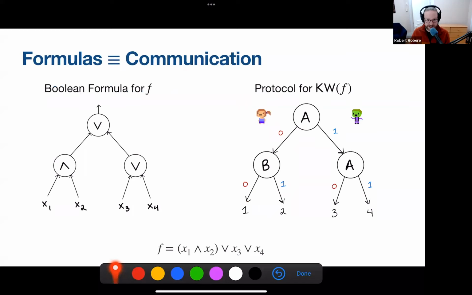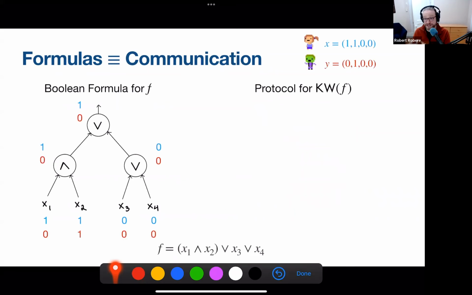So just like tree resolution was very similar to decision trees, it turns out that Boolean circuits, or in particular Boolean formulas, correspond very directly to communication protocols for this Karchmer-Wigderson game. And the proof is basically the same as the proof that I showed you in the previous section. So how do Alice and Bob use a Boolean formula to solve this game?